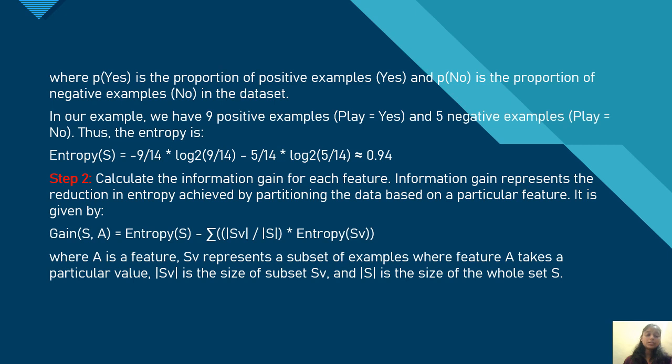Calculate the information gain for each feature. Information gain represents the reduction in the entropy which is achieved by partitioning the data based on a particular feature. The formula is given by gain of S comma A is equal to entropy of S minus summation of mod SV by mod S into entropy of SV, where A is a feature, SV represents a subset of examples that takes a particular value. Mod SV is the size of the subset SV, and mod S is the size of the whole set S.